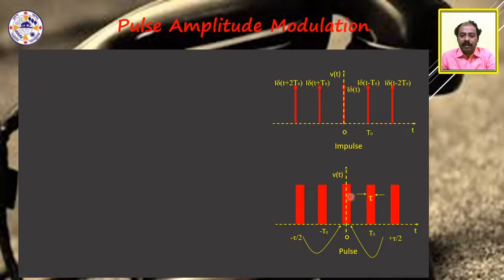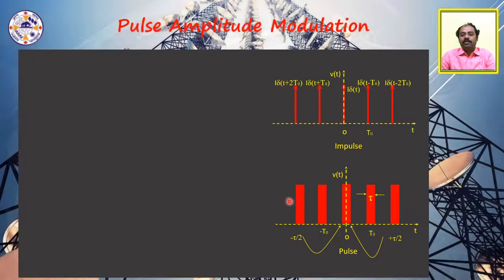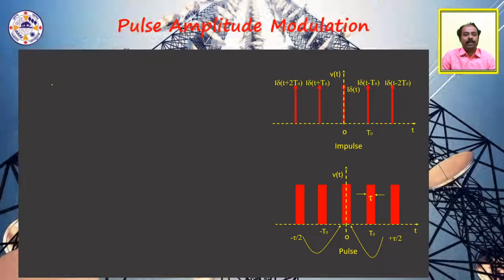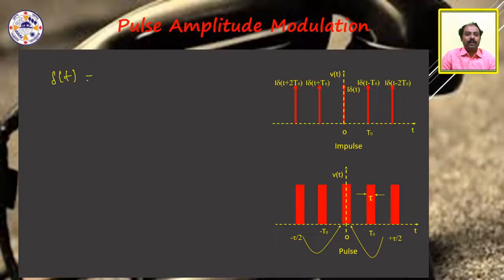And in the second figure, I have shown you a sequence of pulses. So this is a sequence of impulses, and this is a sequence of pulses. Now I want to first formulate this sequence of impulses. Before defining an impulse mathematically, I have to know what the Dirac delta function is. You all know that the delta function is represented by delta t.